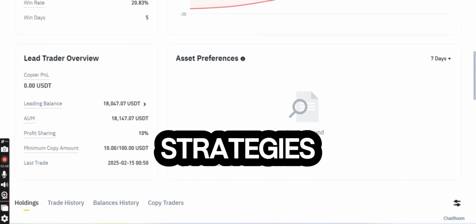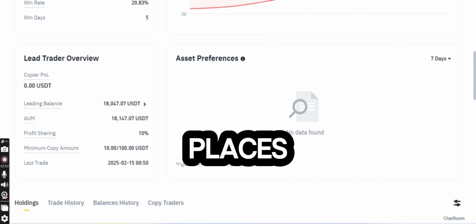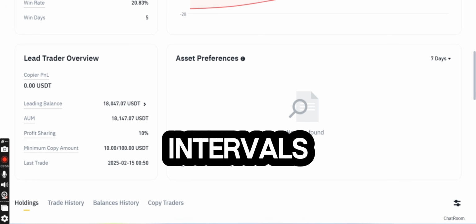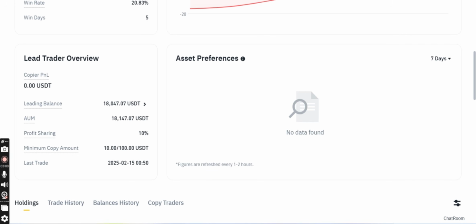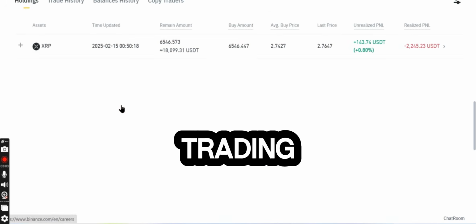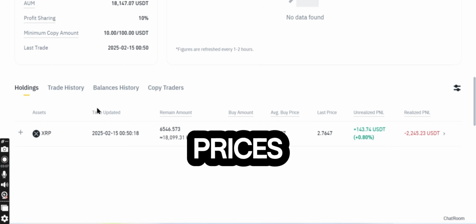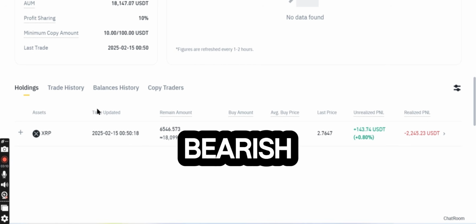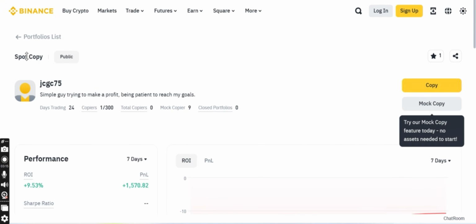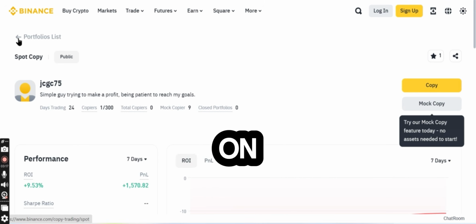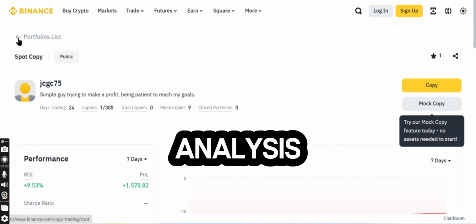Types of grid trading strategies. 1. Classic grid trading. Places buy and sell orders at equal price intervals. Ideal for sideways market conditions. 2. Reverse grid trading. Generates profit in trending markets by shorting assets at high prices. Suitable for bearish market conditions. 3. Dynamic grid trading. Adjusts grid parameters based on market trends. Requires more advanced settings and analysis.